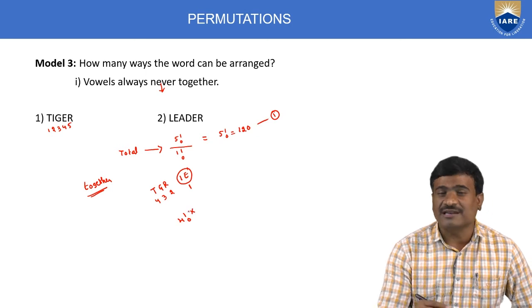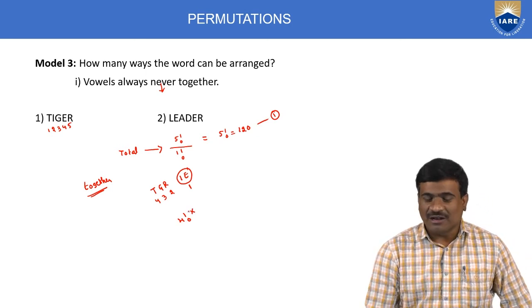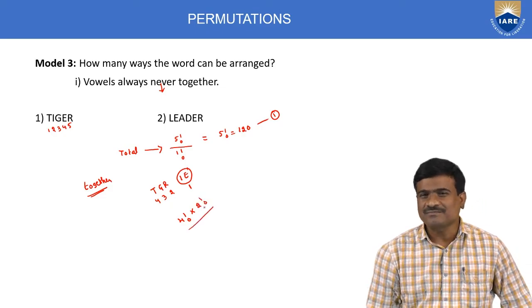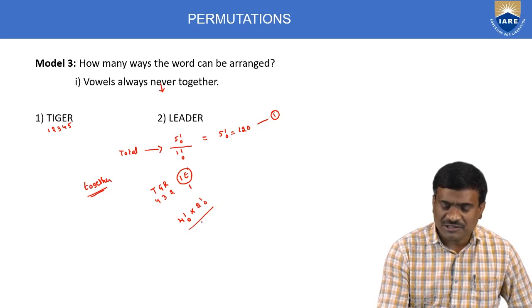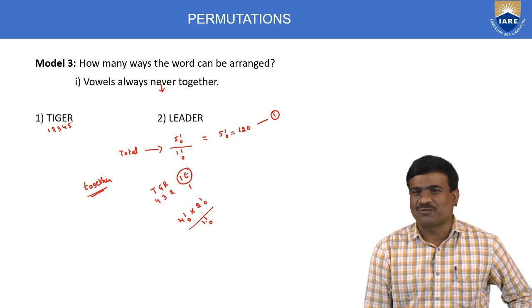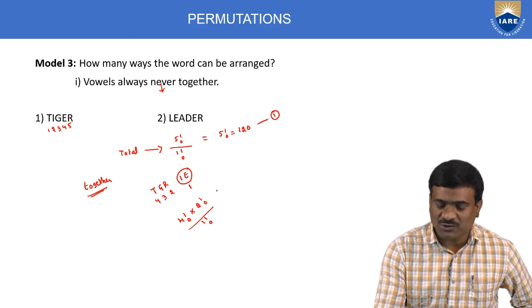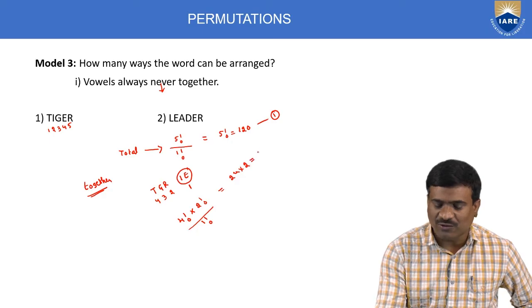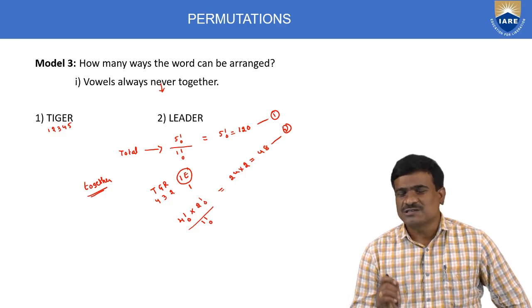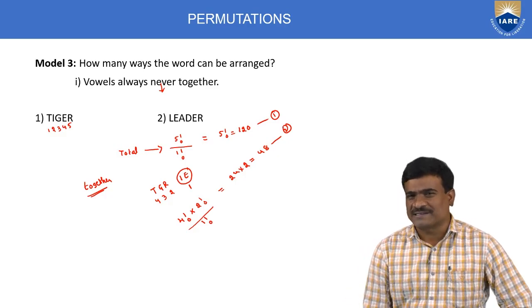4 letters arranged in 4 factorial. Number of vowels is 2, and 2 vowels arranged in 2 factorial. And in the denominator, repetition of letters in TIGER: there is no repeated letter, so it is 1 factorial. 4 factorial is 24. 2 factorial is 2. 24 into 2 is 48. This is equation number 2.